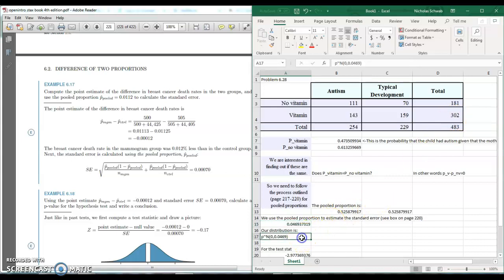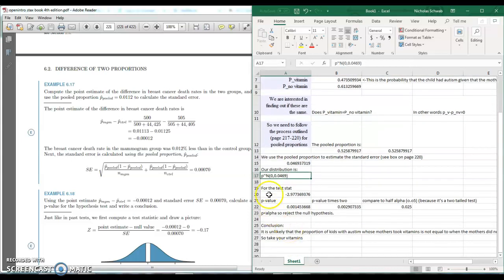And so our distribution looks like this. We can say that the proportion of people who took vitamins minus the proportion of people who didn't take vitamins roughly has a normal distribution with a mean of 0 and a standard error of 0.0496 or 469. So this is what I'm using for my test statistic.